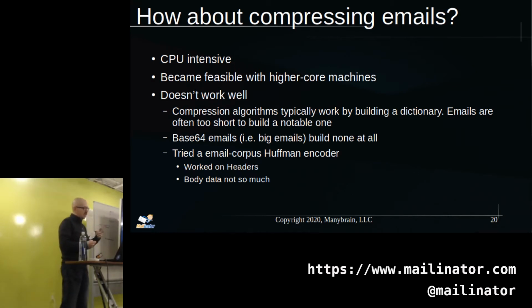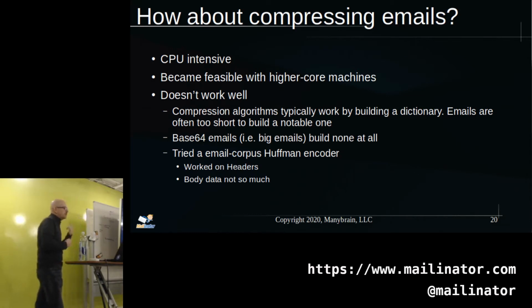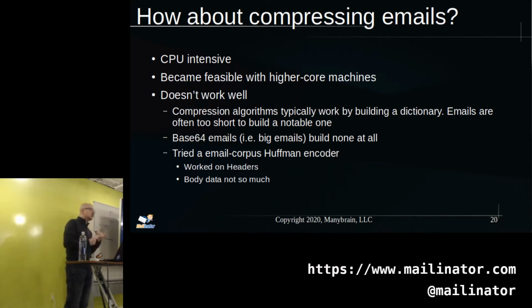I did notice the headers of emails, which I'll show you in a second, did compress a little bit, because they're key value pairs and the keys are common. So I tried to build a custom Huffman encoder, which sort of worked, but it got way too complex and I got in over my head, and had to back it out and settled for not using it.